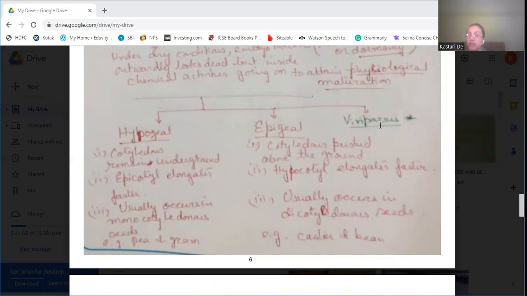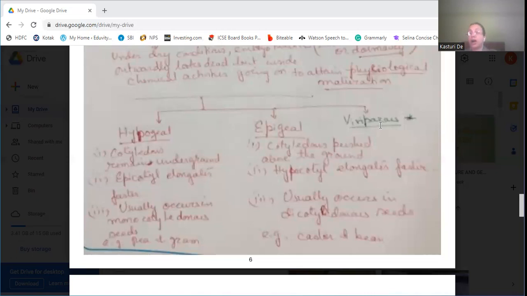Hypogeal germination usually occurs in monocotyledonous seeds, for example, pea and grains. And epigeal germination occurs generally in dicotyledonous seeds, that is, castor and beans.